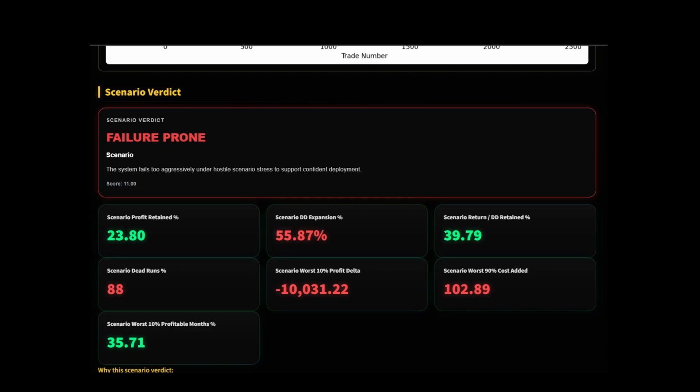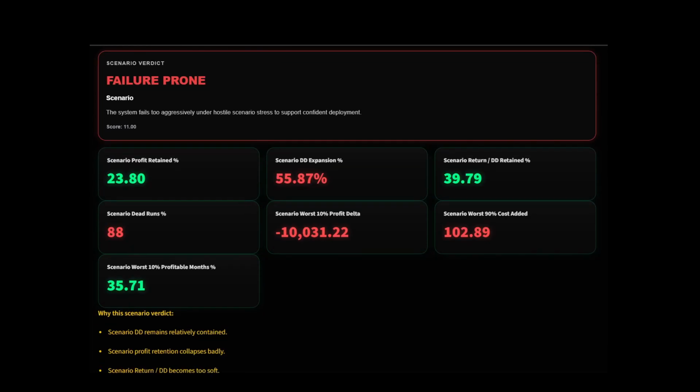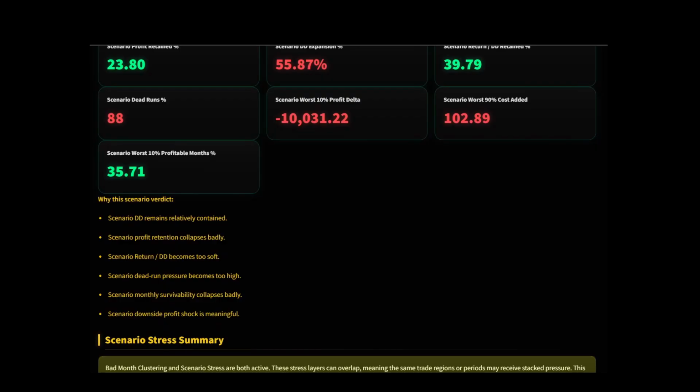Below the verdict, we can see the main scenario metrics. These show how much profit is retained, how much drawdown expands, how much return over drawdown remains, how many runs fail, and how much cost or profit damage was added by the scenario layer. The tool also explains why this scenario verdict was given. So again, the user does not only see a label, they can also see the pressure points behind the decision.